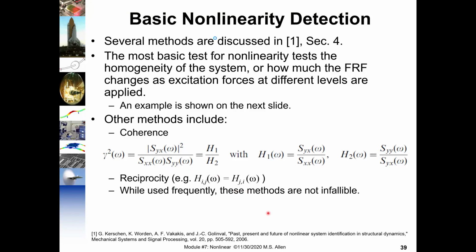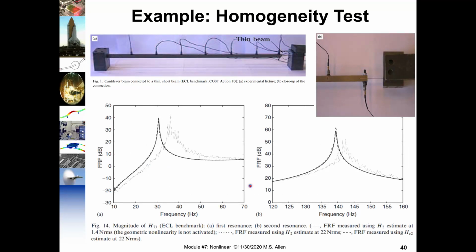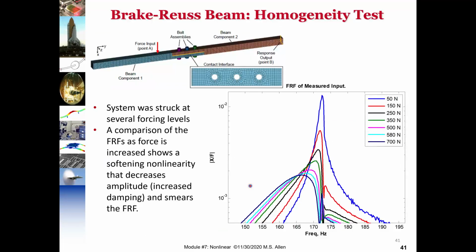Okay, there's other kinds of tests. One is reciprocity: applying an input at one point and measuring the response at another point should give you the same FRF as applying a force at the other point and measuring the response at the original input point. Anyway, there are other methods that can be used as well. But one of the most common is this homogeneity test. This is done in almost any modal test that I see. They'll usually do a homogeneity test to see if the results are consistent and amplitude dependent. If they're not, then we can go forward confidently with a linear model.